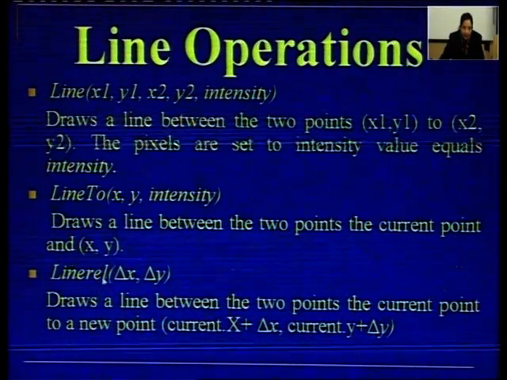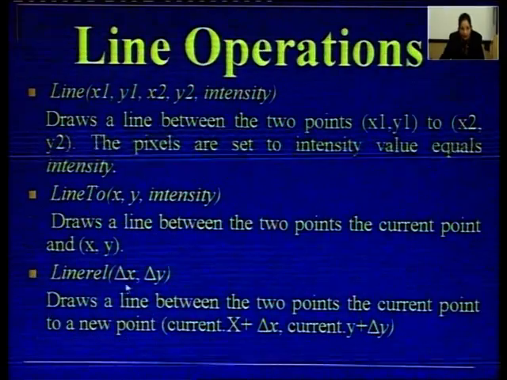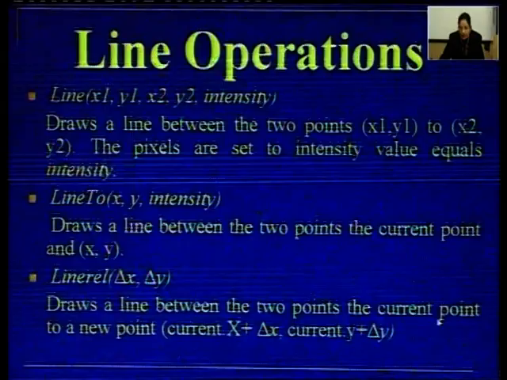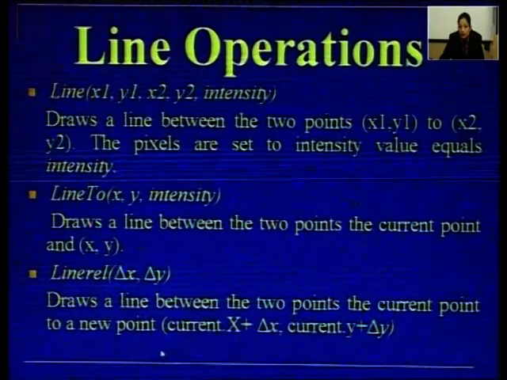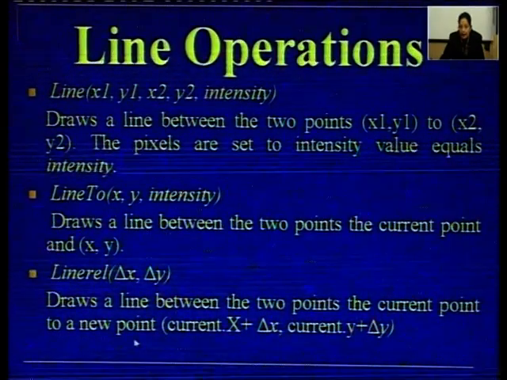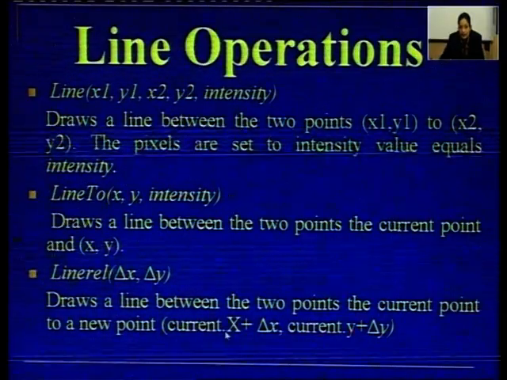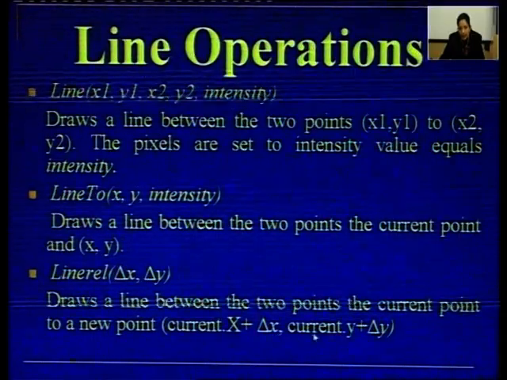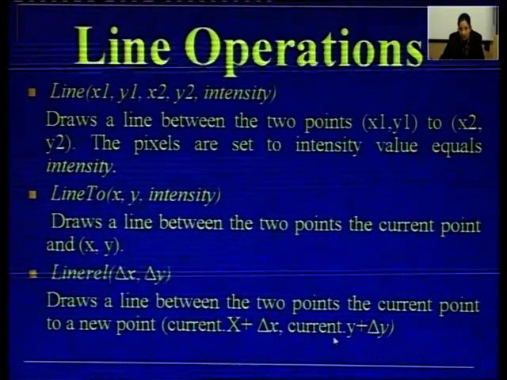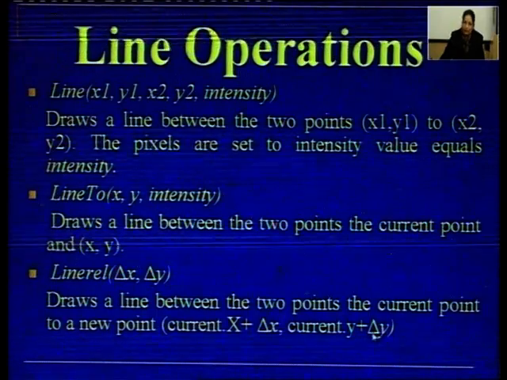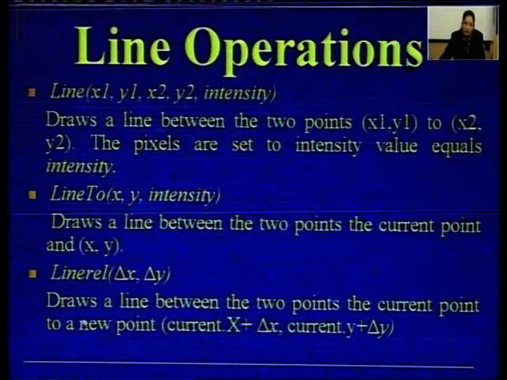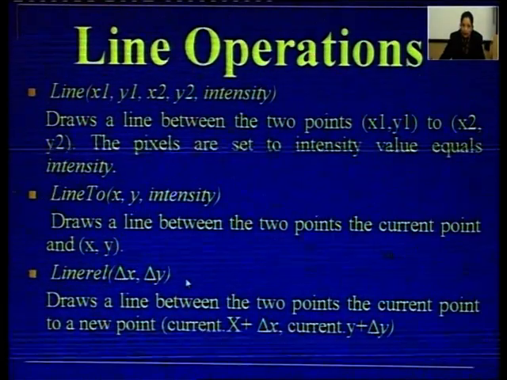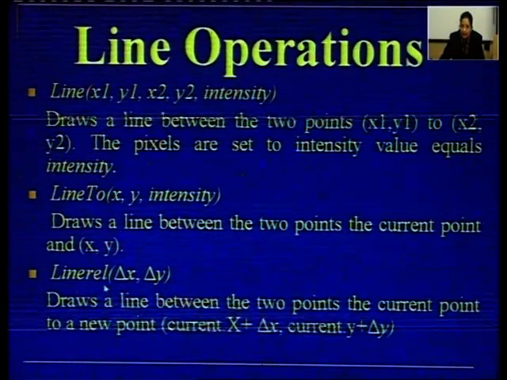Line REL will draw a line by delta x, delta y. It draws a line between two points, the current point, where the cursor is placed, and a new point, which will be calculated as current x plus delta x and current y, that is the y coordinate of the current point, plus delta y. The next point will be calculated within the operation itself. These are the two parameters which are given in line REL.